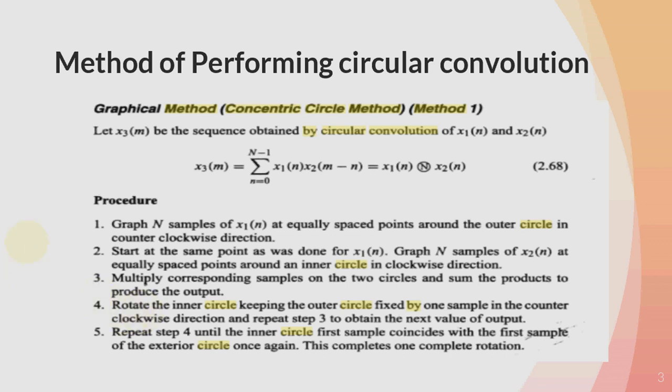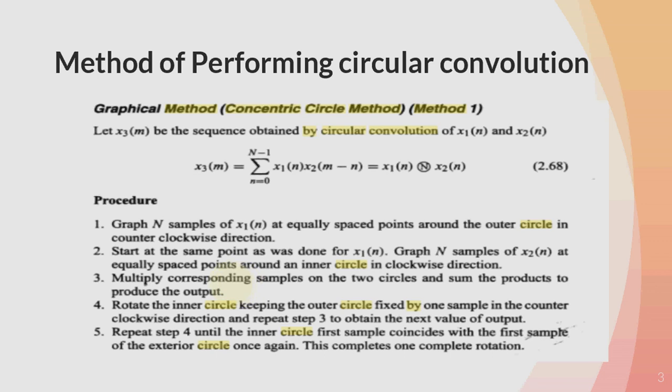Again, multiply the corresponding samples on the two circles and sum the products to produce the output. Next, repeat this procedure until the first sample of the inner circle coincides with the first sample of the exterior circle again, and this completes one complete rotation.